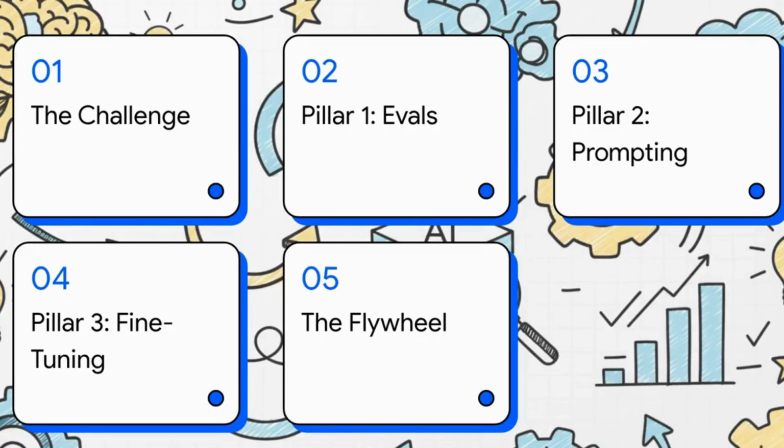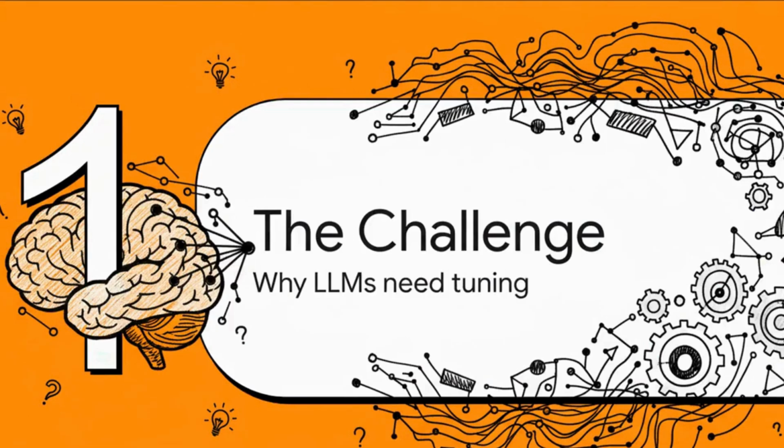All right, here's our game plan. First, we'll really define the optimization challenge itself. Then, we're going to walk through the three main pillars: evals, prompt engineering, and fine-tuning. And then we'll tie them all together into this really powerful continuous process called the optimization flywheel. Okay, first up, the challenge.